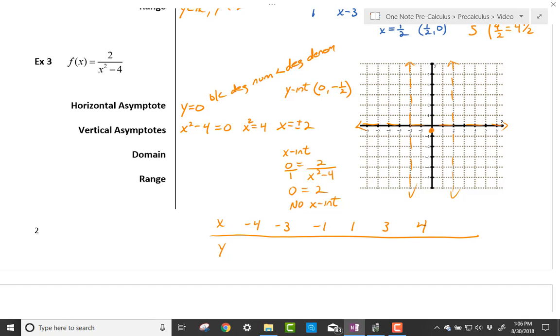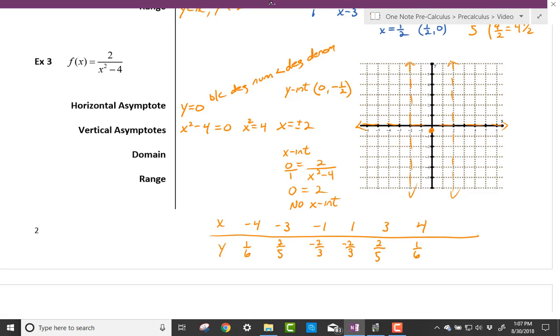All right. If I plug in negative 4, I get 1/6. If I plug in negative 3, I get 2/5. If I plug in negative 1, I get negative 2/3. If I plug in 1, I get negative 2/3. Well, that works out nice, doesn't it? If I plug in 3, I get 2/5. Oh, look at that. What do you think we get if we plug in 4? We get 1/6. This is going to be an interesting graph here.